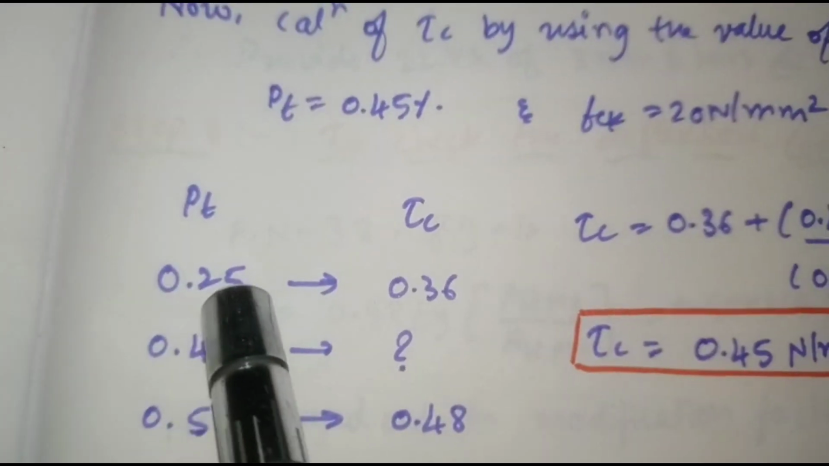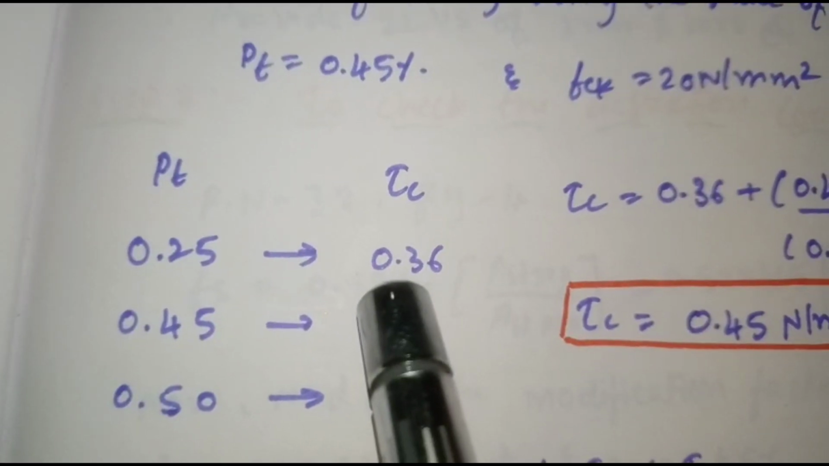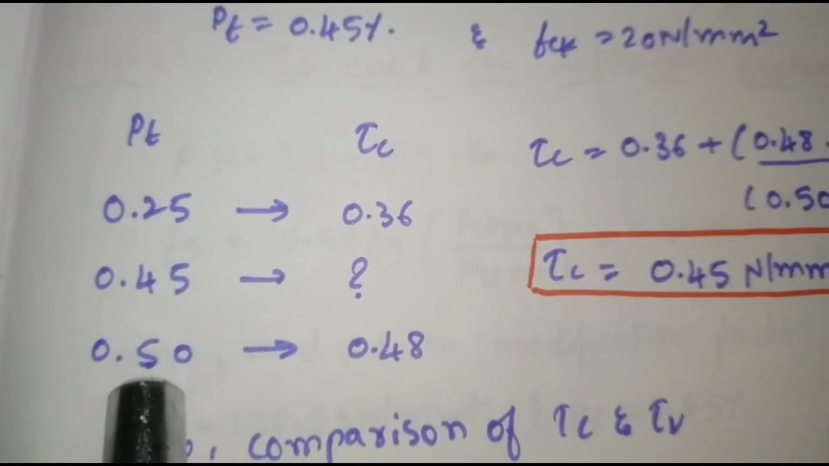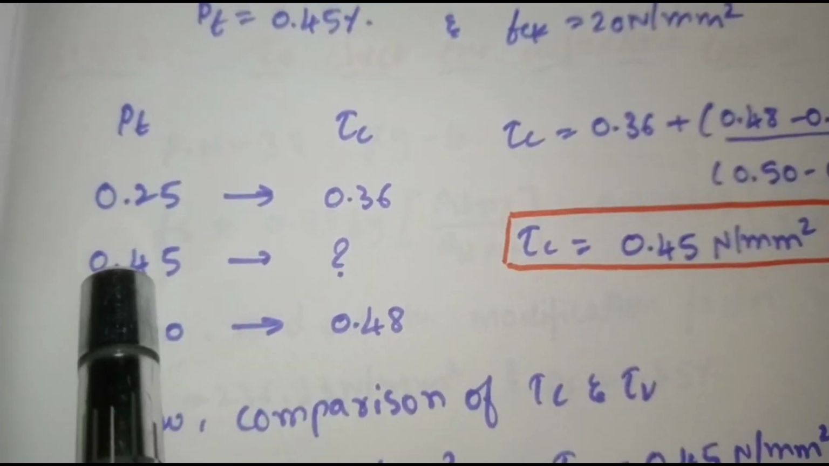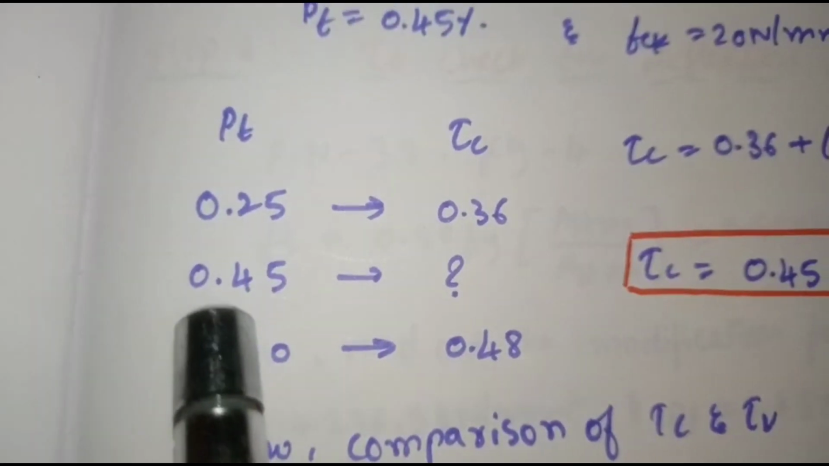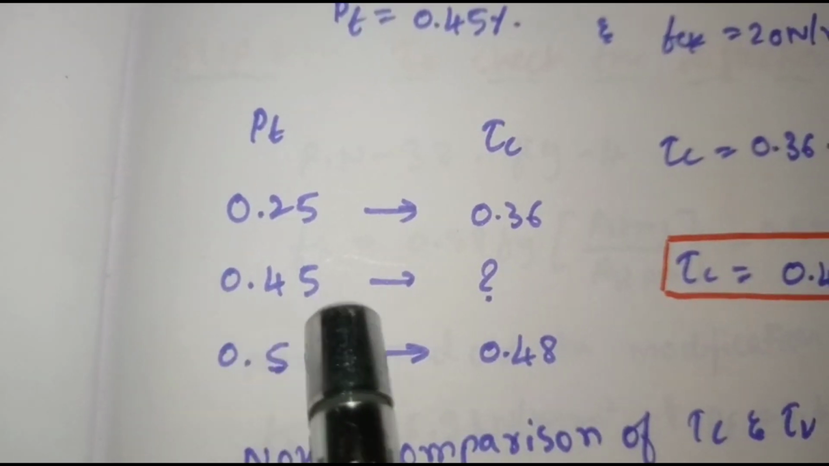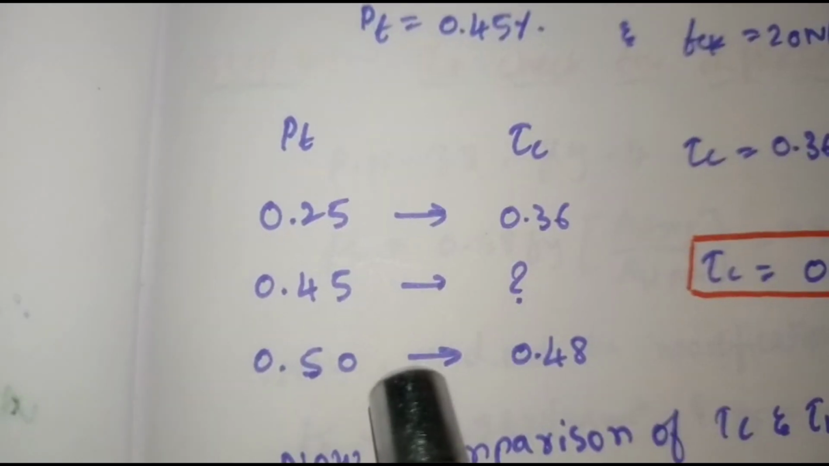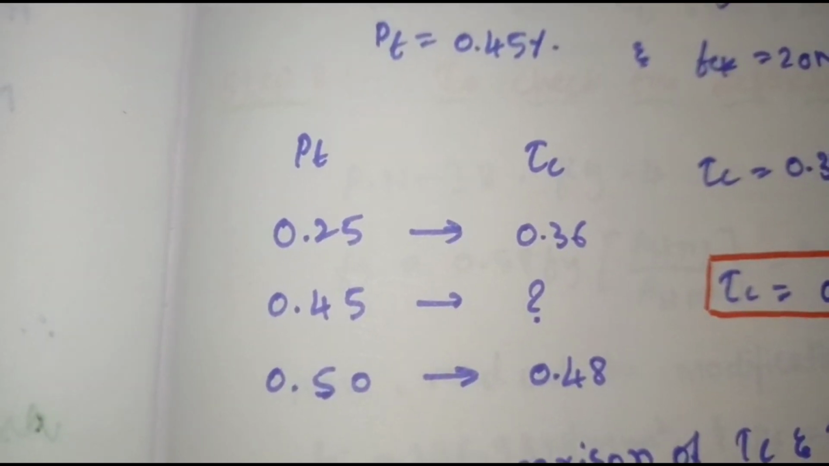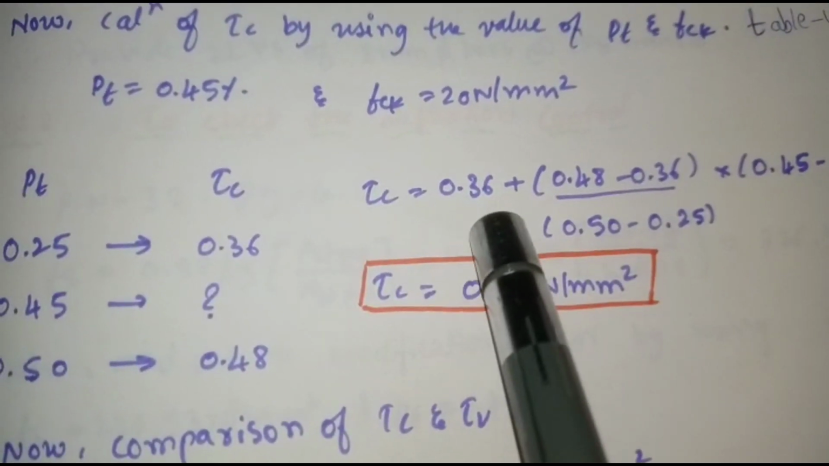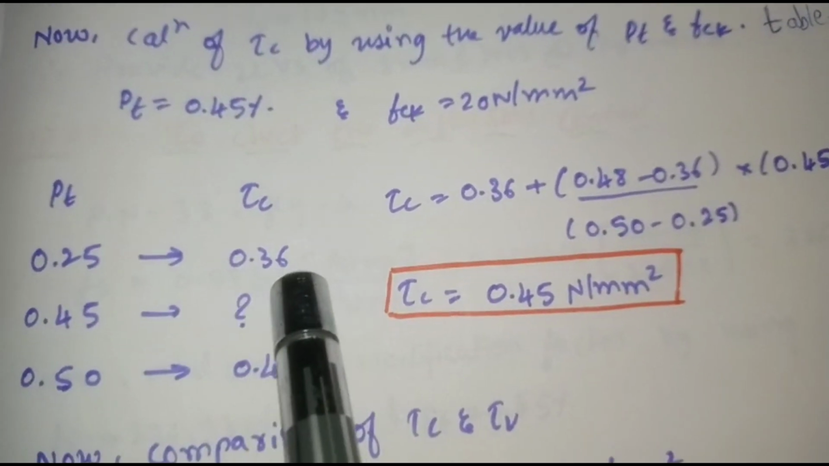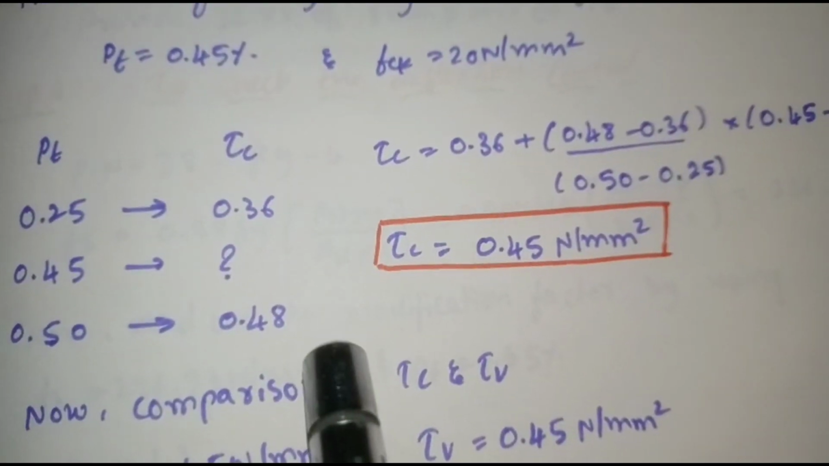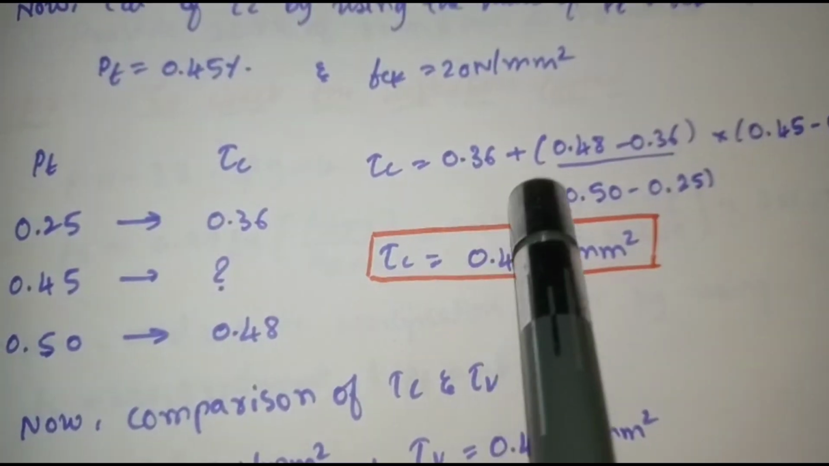So for 0.25, the corresponding tau C value I have written here, that is 0.36. For 0.50, we have the value 0.48. Now we need to calculate what the tau C value is for 0.45. So by the interpolation method, I will show how to find the tau C value. The tau C is equal to 0.36. The least value I am taking, 0.36, plus I am adding, because this value goes on increasing.